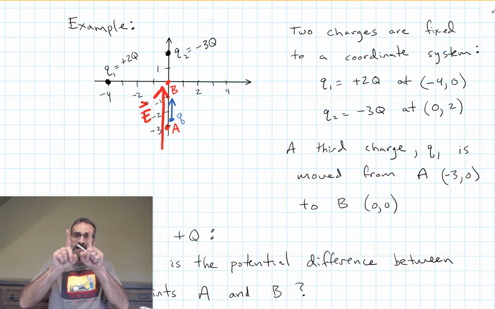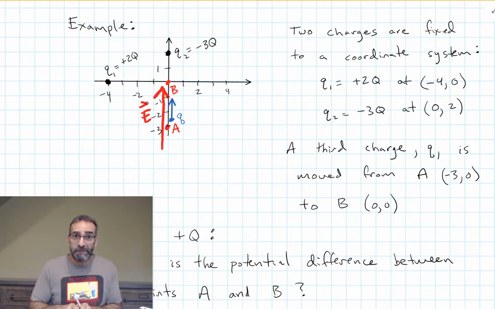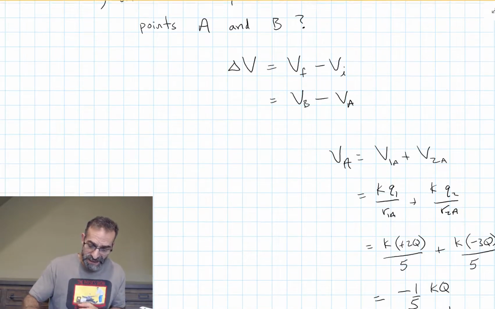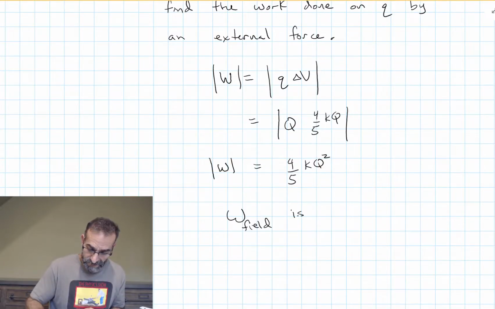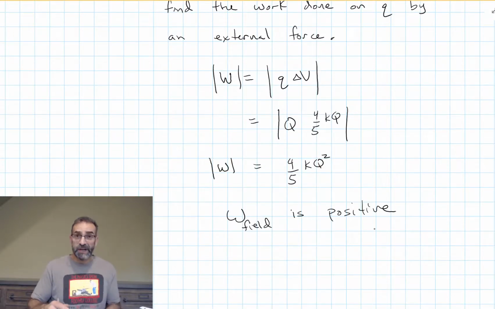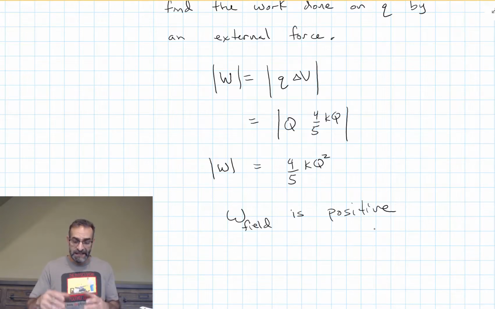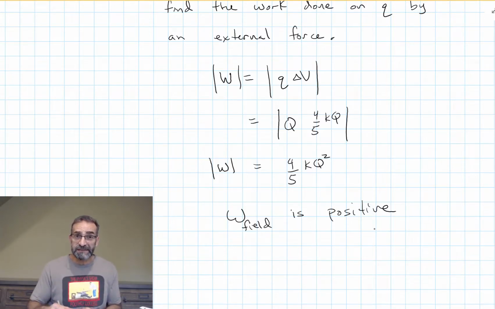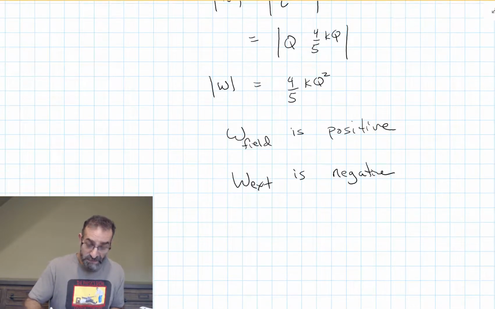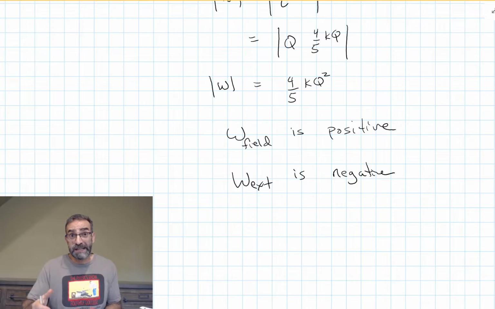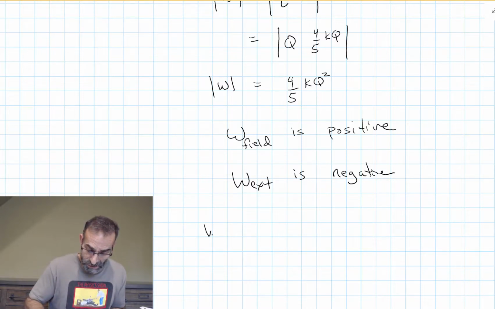It's moving from A to B, and that means the work done is positive by the field. The work done by the field is positive. Let me write that here. We know the magnitude of the work done. Now we know the work done by the field is positive. If the external force does the exact same amount of work but the opposite sign, then it would be negative. So our answer for this problem, since it was asking for work done by the external force, is negative.